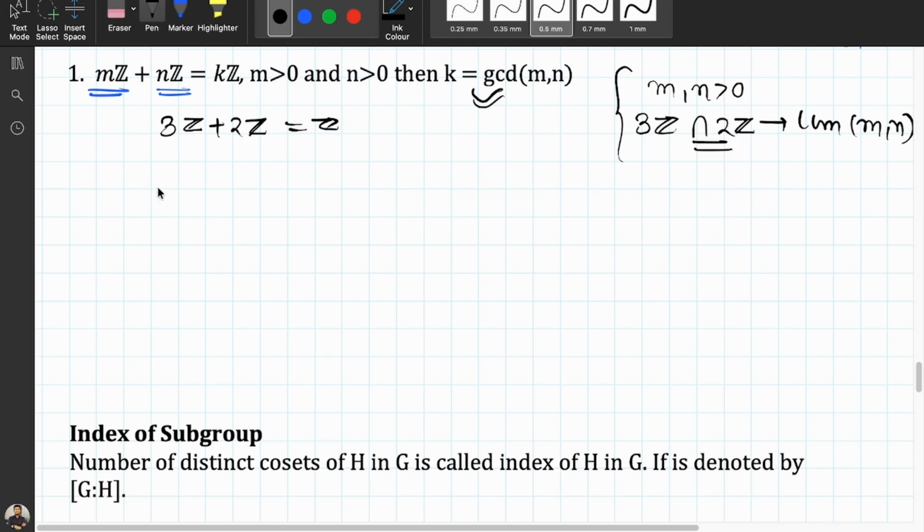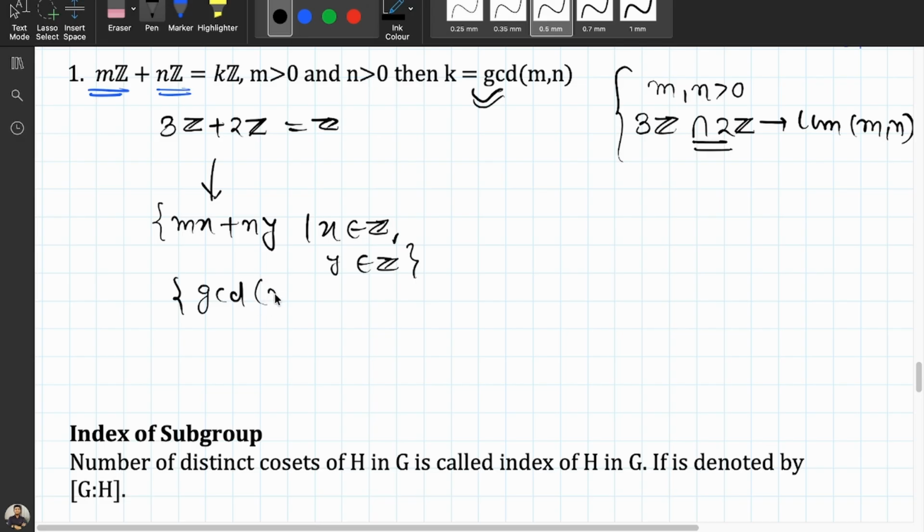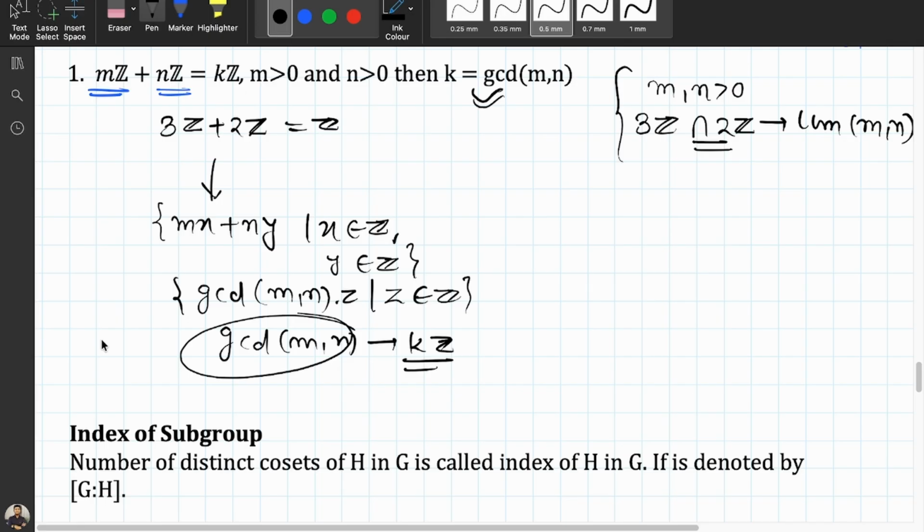You can prove this theorem like this. See, what is the proof? If I write mx plus ny, where x is from Z and y is from Z, this is nothing but GCD of m and n times Z. I can write GCD of m and n, and this is nothing but kZ. Okay, so this is all about it.